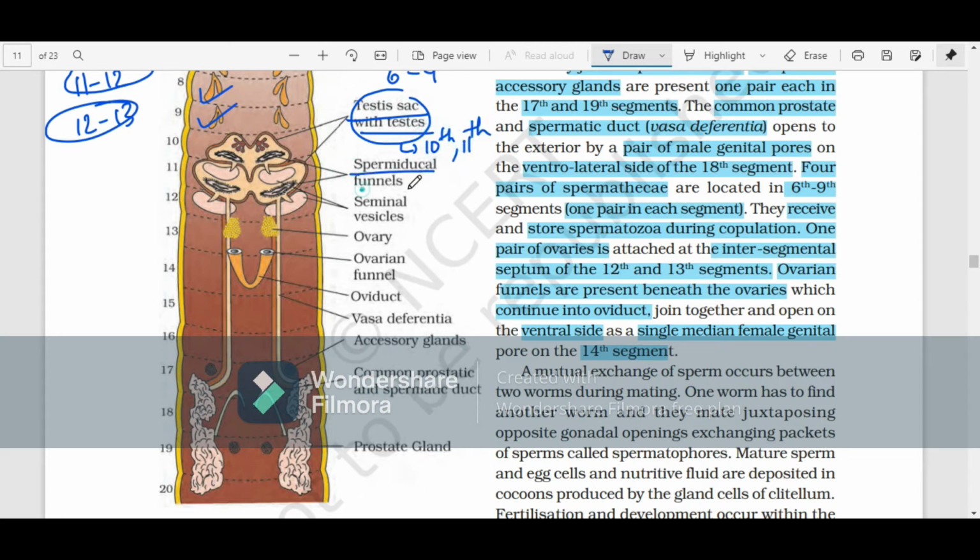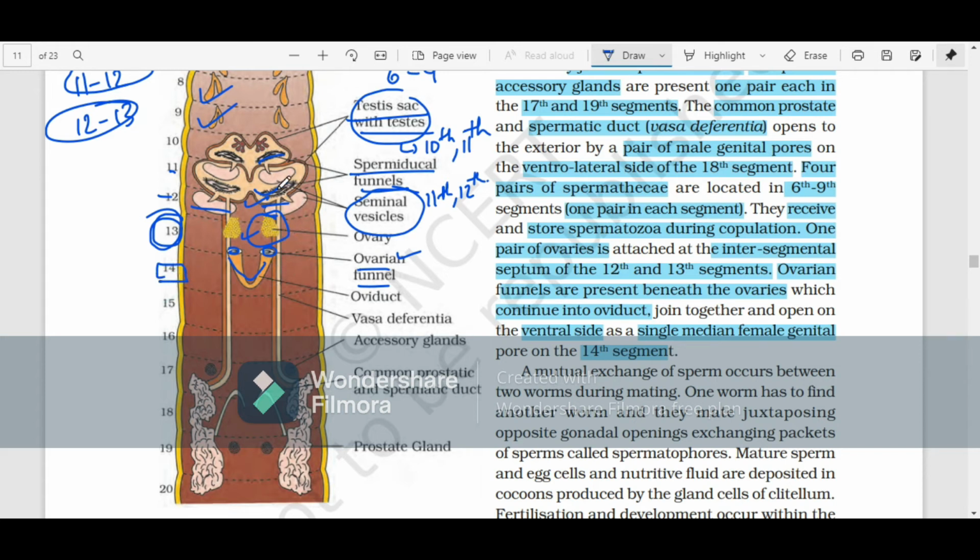There are spermaducal funnels right here, this and this. Seminal vesicles are found in the 11th and 12th segments, this and this. Now we have the ovary, found in the 12th and 13th segments, partially in each. Ovarian funnels are found just beneath them, these openings, also in the 13th segment. The oviduct is in the 14th segment, you can see.